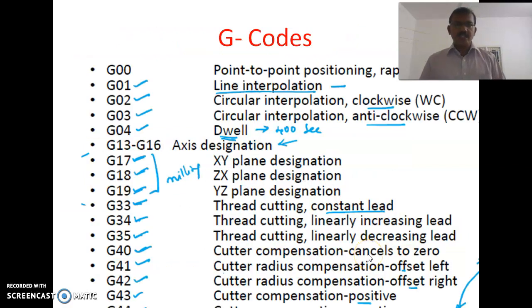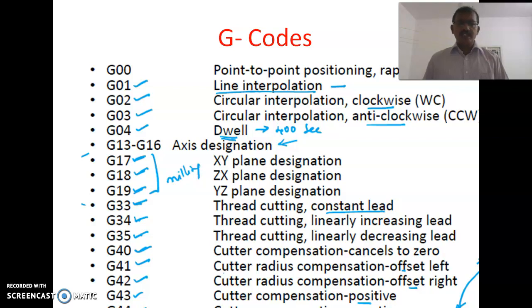We are going to study about the G codes. G00 is rapid traverse. The tool moves from one point to another point at a rapid speed. G01 is linear interpolation, that is, it makes a cut. For example, in turning operation, G01 moves in the linear direction, and G02 is used for milling. G02 is circular interpolation clockwise, and G03 is circular interpolation counterclockwise. G04 is a dwell command.